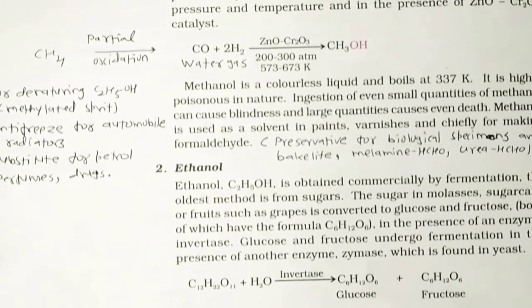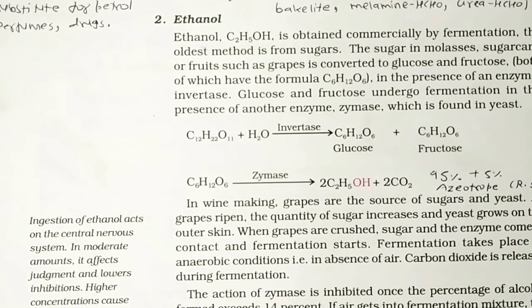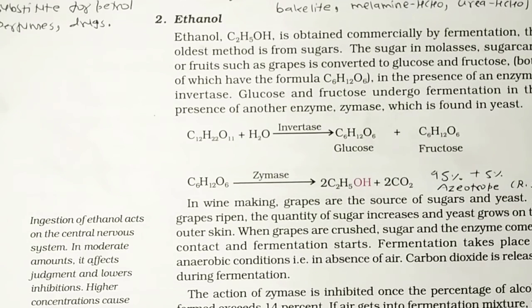Now we move to another portion, and this portion is called ethanol. So what is the meaning of ethanol? Here ethanol means C2H5OH, which is obtained commercially by fermentation. This you have already studied in standard 10. The oldest method is from sugars.